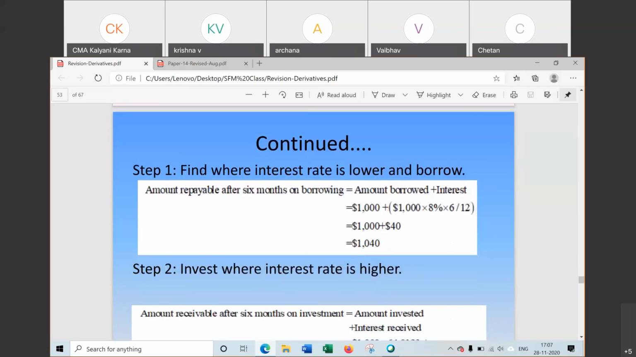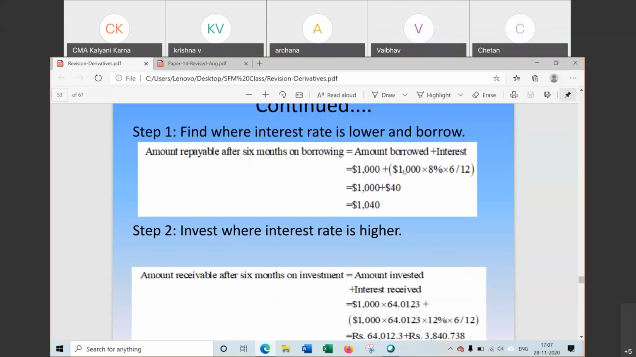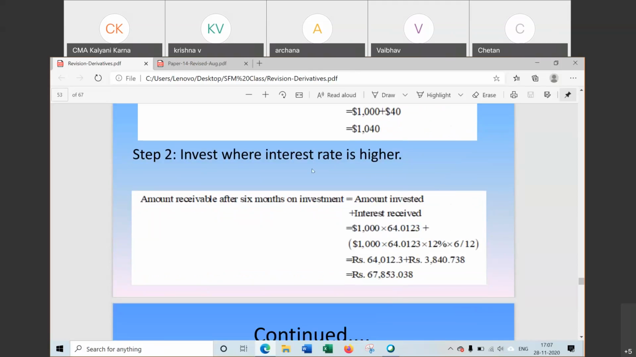Now step 1, what we will do here, find where interest rate is lower. Find the country where interest rate is lower. We will borrow from that country. If we are borrowing, find the amount payable after the maturity period along with interest, that is amount borrowed plus interest. Now where will investment be made? First we are borrowing, then investing. Investment where interest rate is higher. In the case of investment, interest will be received. So amount invested plus interest.